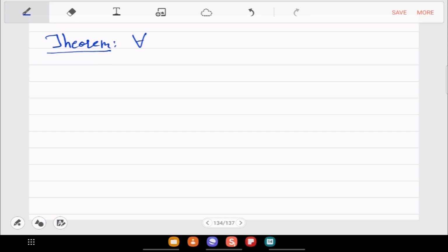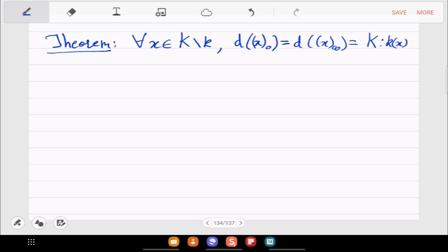What we'll show is that for every rational function, these two degrees are equal to the field extension. Okay, so what is this field extension? This is the function field of the curve. We call it big K, and small k is the base field.